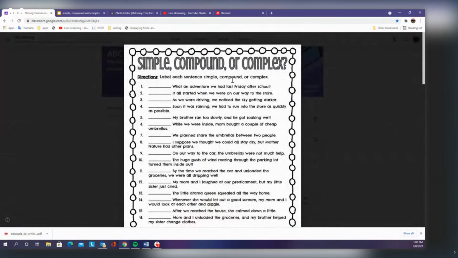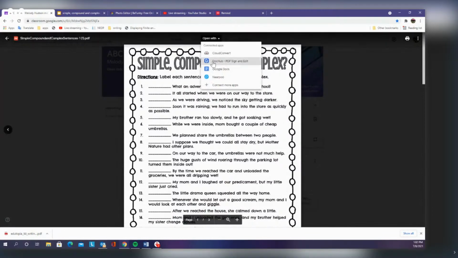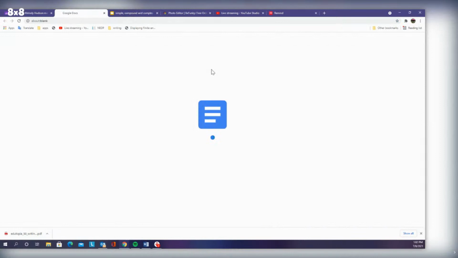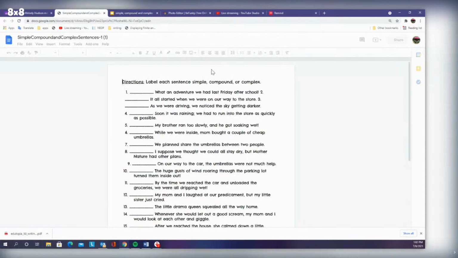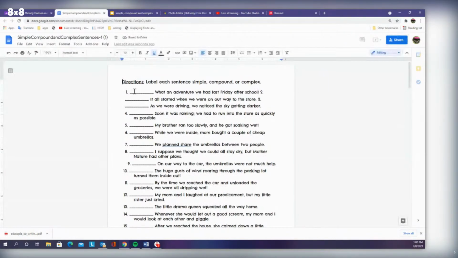Simple, compound, or complex. What an adventure we had last Friday after school. Can I open this with Google Docs? Hopefully it won't change the format and I can just fill in for you. Ah, very nice. What an adventure we had last Friday after school. That's just a simple sentence. What an adventure we had. When? Last Friday after school.